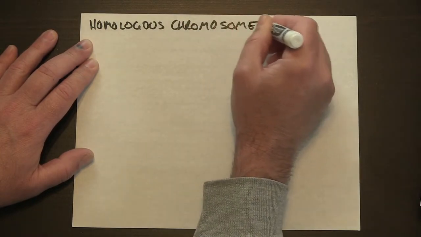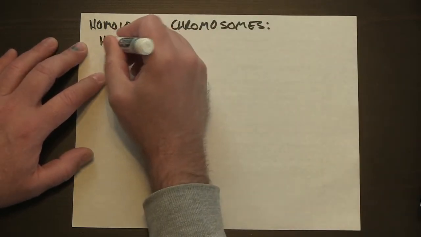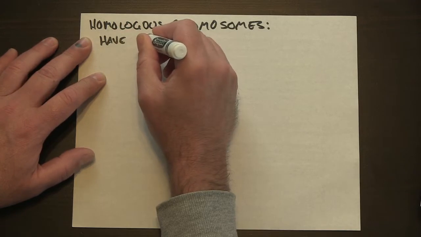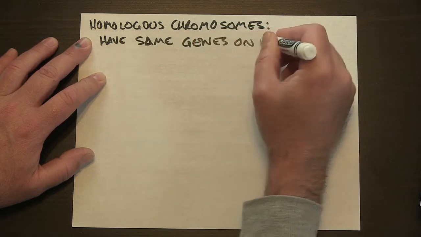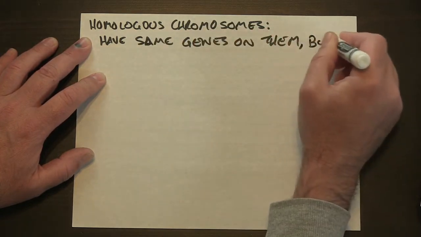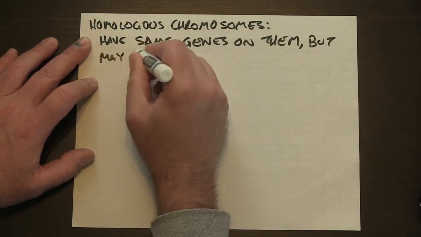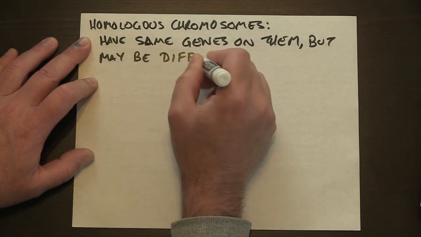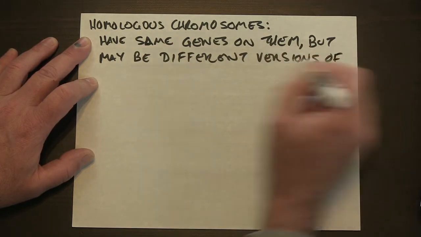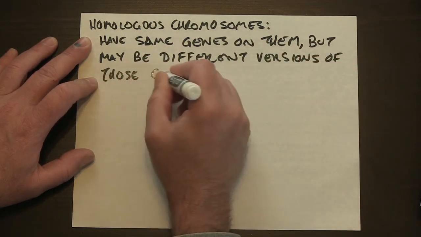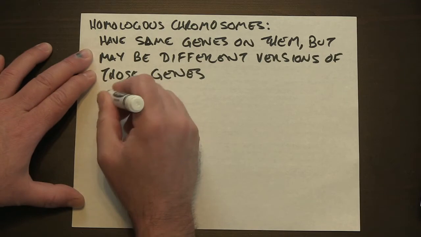So let's go over that again. Homologous chromosomes have the same genes, but they can be different forms of those genes. Maybe different versions of those genes, let's say. Okay, so you get one copy from each parent.